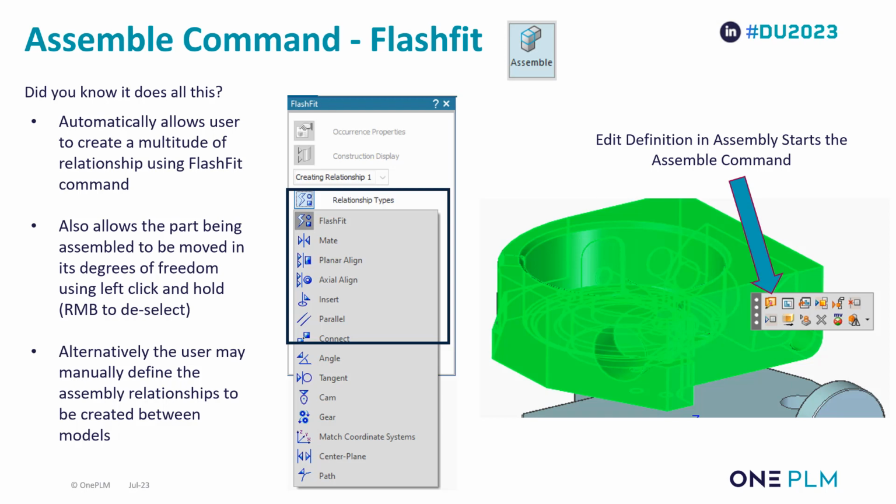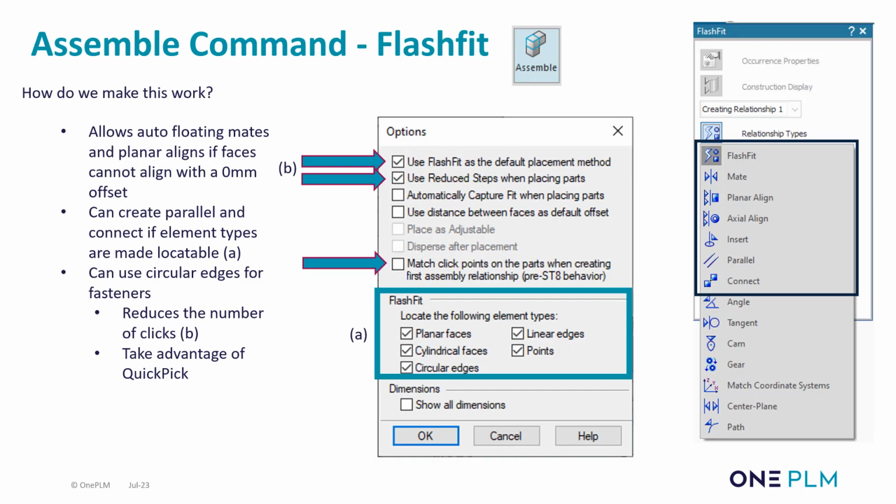Also on the right hand side of the screen, you can see we've got the new context toolbar and the little edit definition icon that we know from part. This also starts the assembly flash fit command as well. What other things have we got in there?